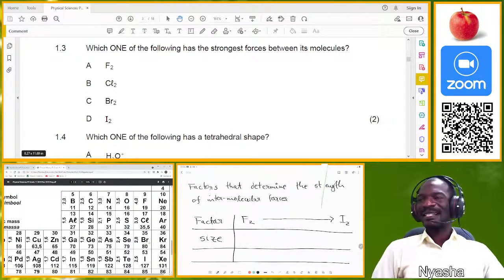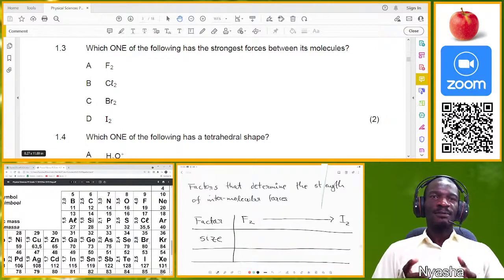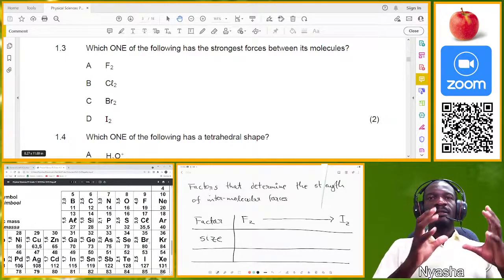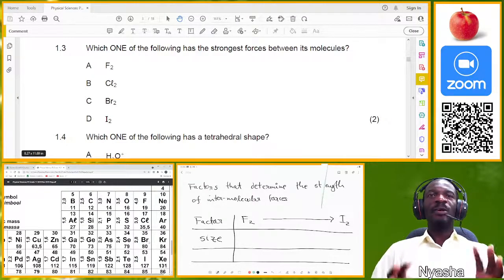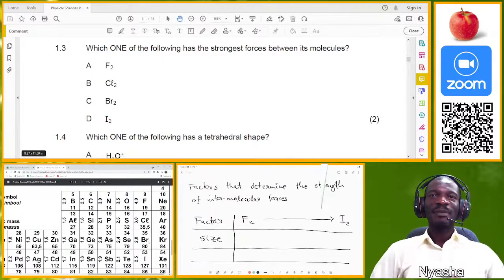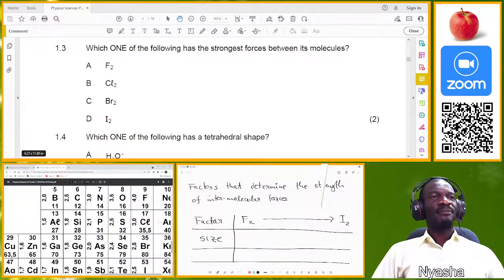Just the size of the molecule would mean that the bonds that are formed in between separate molecules have a certain magnitude. If the molecule is larger, what happens to those bonds? So let's just check your understanding of intermolecular forces. May you please give me the factor?